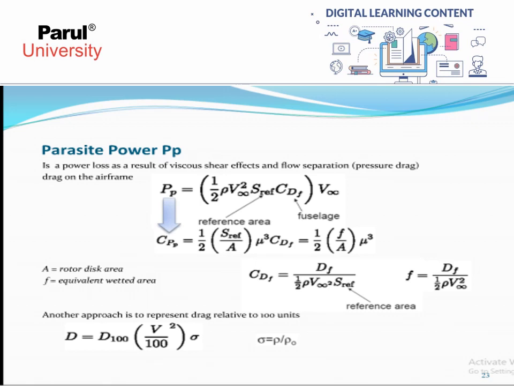fuselage drag coefficient is equal to 1 upon 2 F by A into mu q, where A is the rotor disk area, F is the equivalent weighted area, and the CDF is equal to dF upon 1 upon 2 rho V infinity square into S reference, means reference area, where F is nothing but dF upon 1 upon 2 rho V infinity square. Now another approach is to represent drag relative to 100 units, D is equal to D at 100 in bracket V square by 100 into sigma. Sigma is nothing but density ratio rho by rho naught.